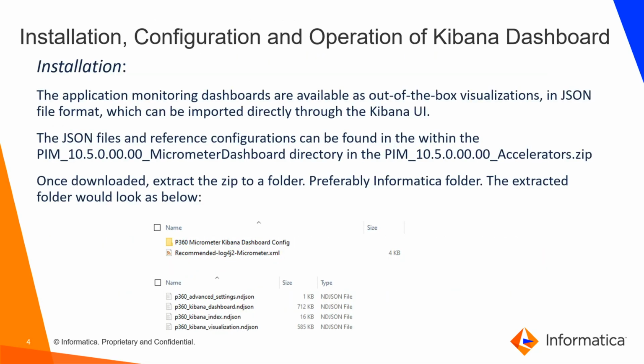Let's see how to install and configure the Kibana dashboard in Product 360. The monitoring dashboards are available as out-of-the-box visualizations in JSON format. We can directly import them in the Kibana UI as JSON. The JSON file and reference configurations can be found in the accelerator package. Once downloaded, extract the zip to a folder which looks like below.